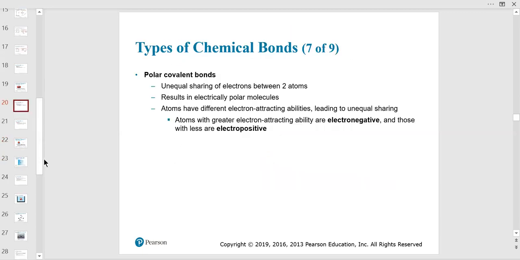Polar covalent bonds, now this is a little different. Now you have unequal sharing of electrons between two atoms. So it becomes polar, like more negativity on one side, more, I guess, positivity on the other. So like oxygen in water would be more electronegative, where the hydrogen, little thing, would be more electropositive, like I said before. So this is a polar covalent bond between the oxygen and the hydrogen. And we'll talk more about hydrogen bonds.